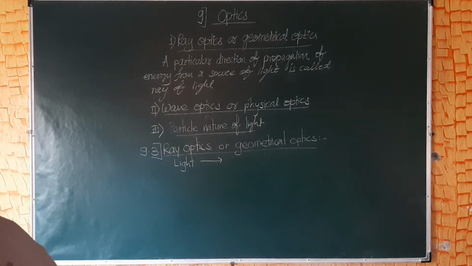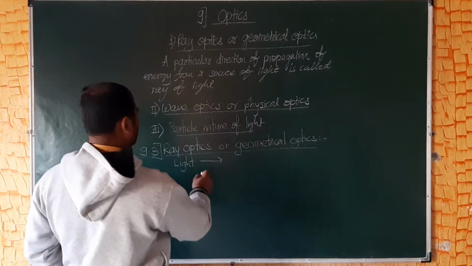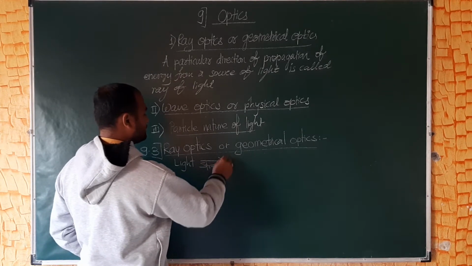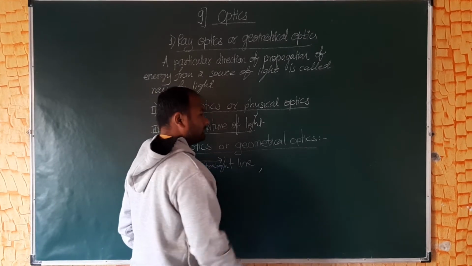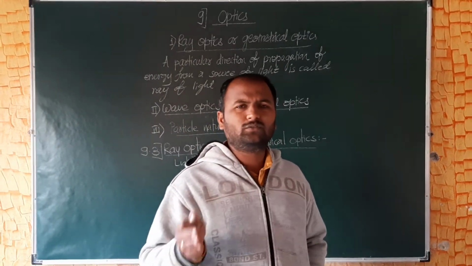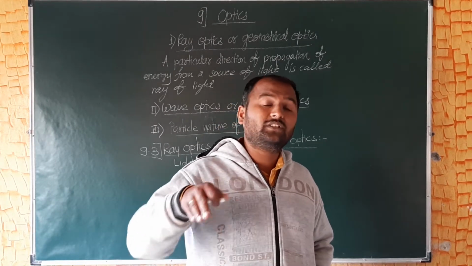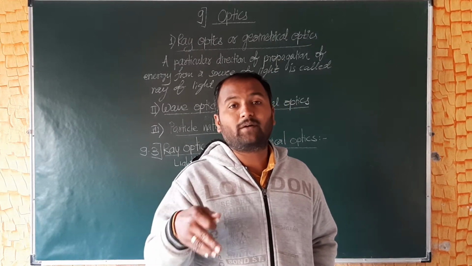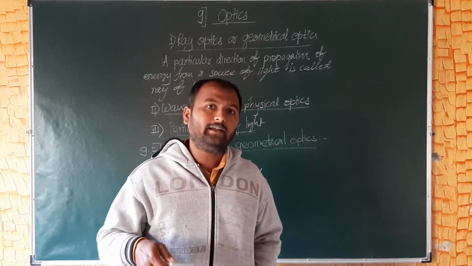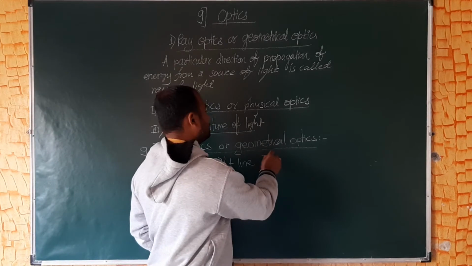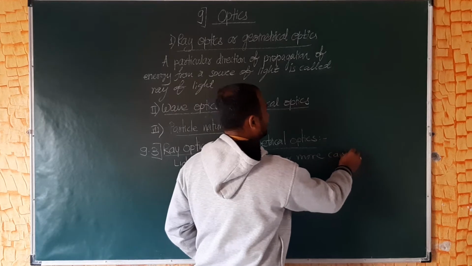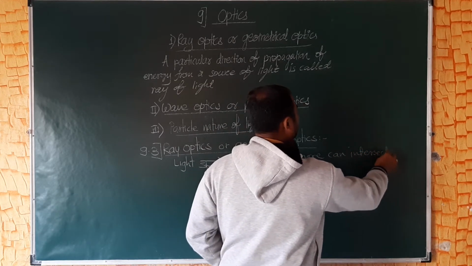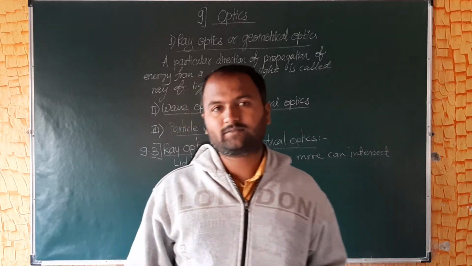So we discussed the first point, that light always travels in a straight line. Second, what will happen? Two or more light rays can intersect with each other without affecting their paths.